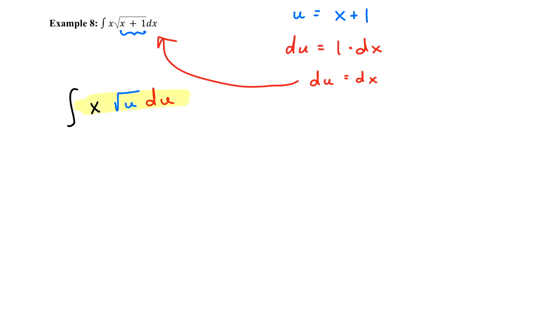And we don't really want to see this happening. We don't want to be mixing and matching our variables. We want something that is entirely in terms of u. We don't ever want to have x and u at the same time because we don't know how to integrate that. We haven't fully made our substitution yet. So we need to find some way to account for that x.